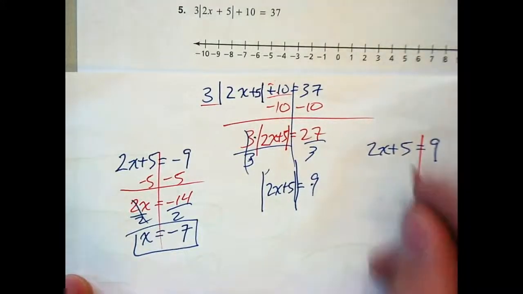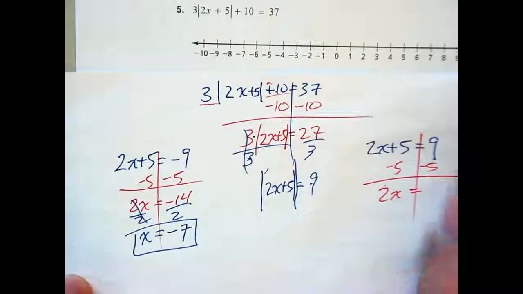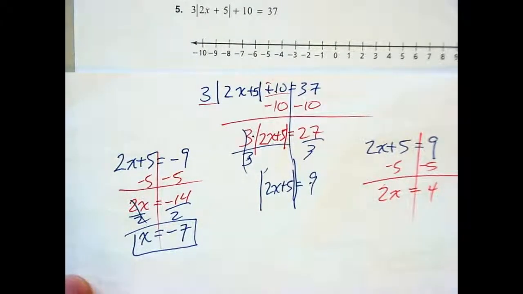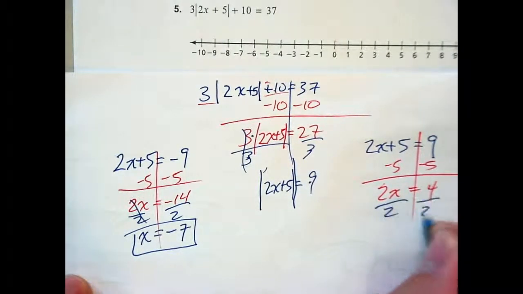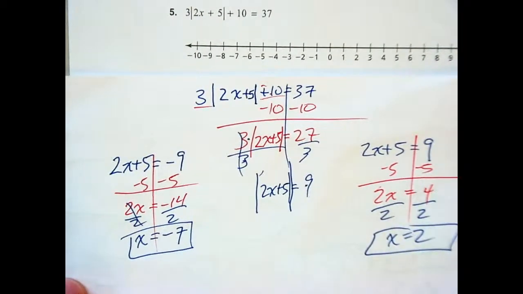And here, subtract 5. 2x equals 4. Divide by 2. X equals 2. So 2 is x. Do you guys see the steps?